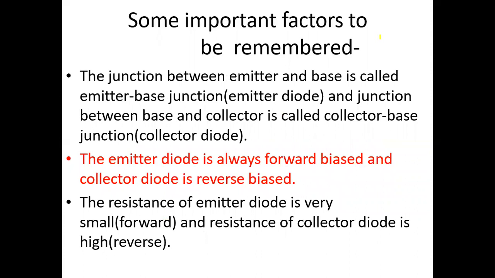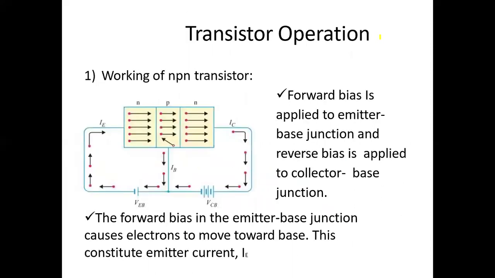The junction between the emitter and base is called the emitter-base junction, and the junction between the base and collector is called the base-collector junction. The emitter diode is always forward biased, and the collector diode is always reverse biased. The resistance of the emitter diode is very small, in the forward direction, and the resistance of the collector diode is very high, in the reverse direction.